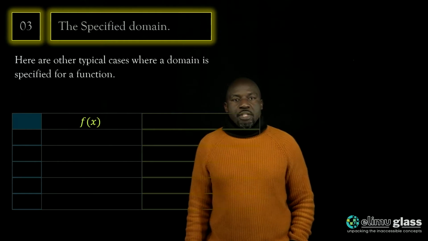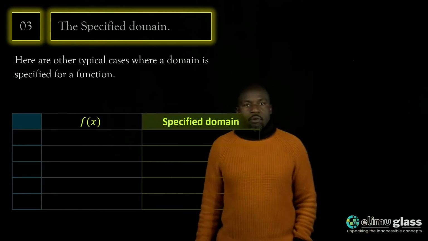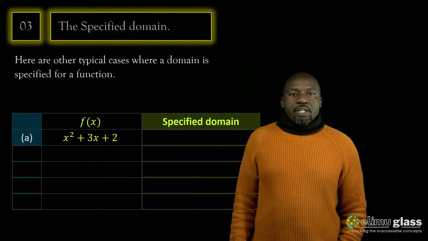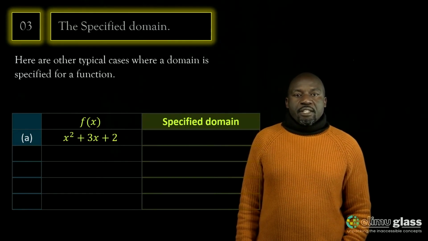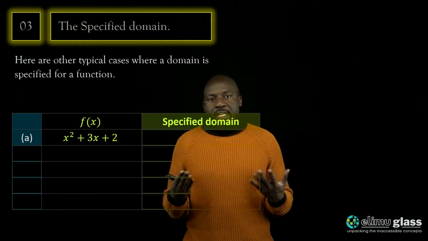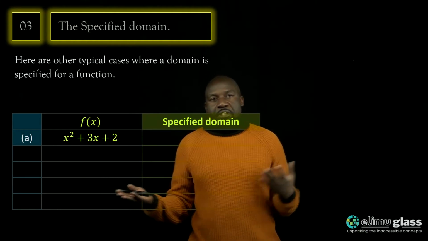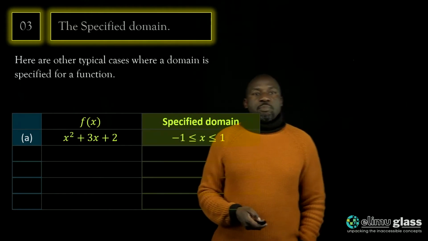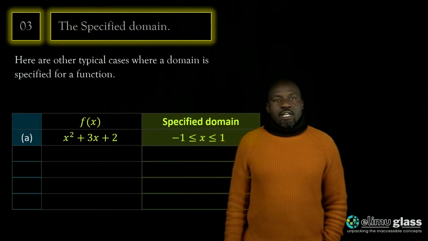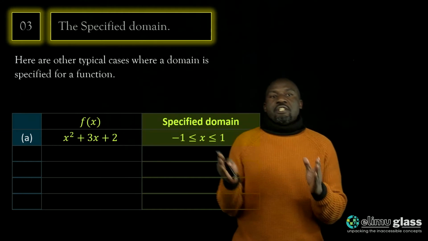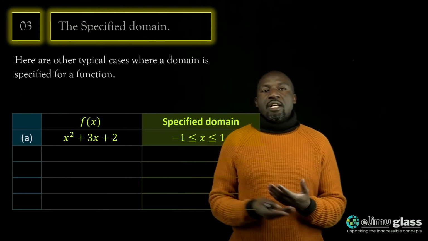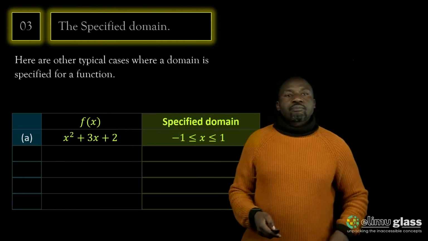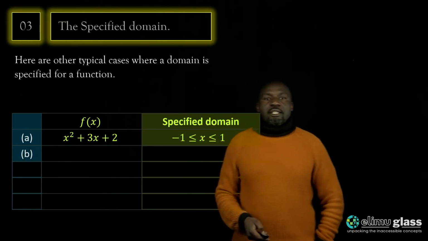So the first one you see there is a quadratic function. All right. And while we know that for a quadratic function, the values of x can take any size from negative infinity to positive infinity, in this particular case, a domain has been specified between -1 and 1. So we are only interested in this section, irrespective of the fact that any value of the domain could be used. All right. Here are others.